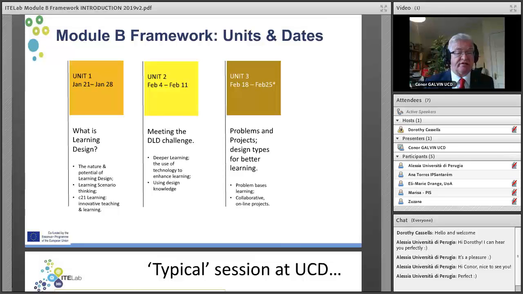There are 2 or 3 areas in particular we focus on over that 2-week period: the nature and the potential of learning design from a young teacher perspective. A lot of us use learning design already. We understand what's going on in those areas, but it would be nice, we think, to actually share some of that learning with our student teachers. So that's week 1, and part of week 2 particularly we'll look at that. The second element then is the concept of learning scenario thinking.